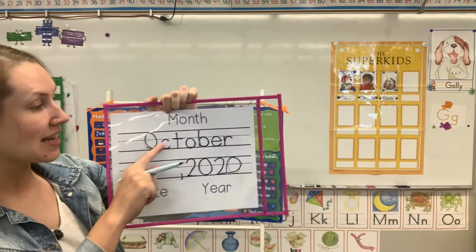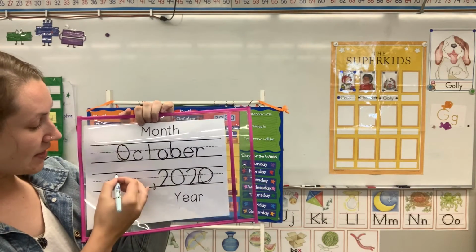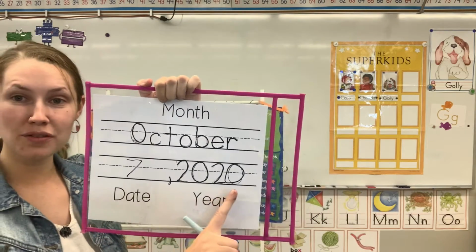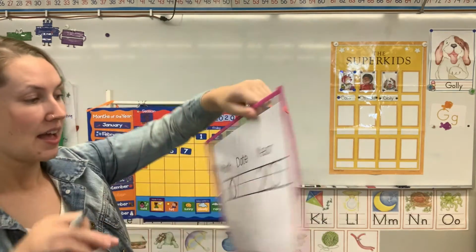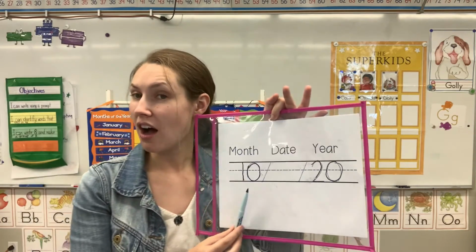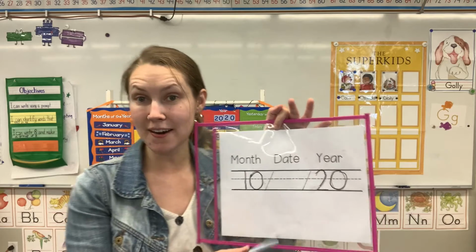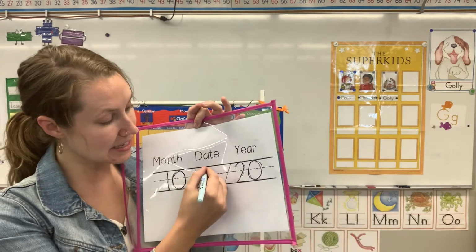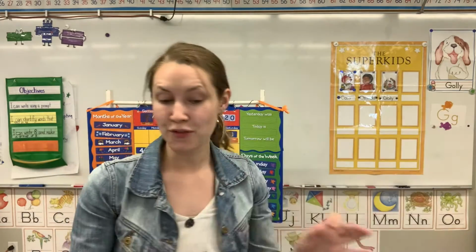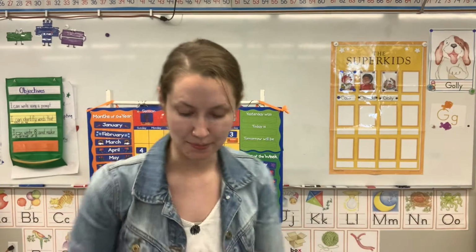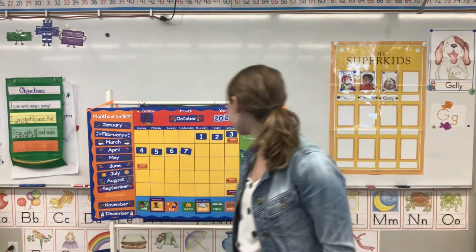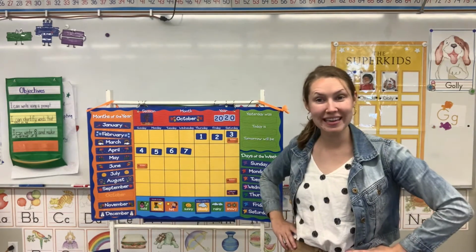So we said that it is October, and today's date is the 7th, and the year is 2020. And on our other side, we know that it is the 10th month. October is the 10th month of the year. And again, today's date is the 7th. And the 20 is for 2020. So that is today's date. And I think we're ready to talk about our days of the week now.